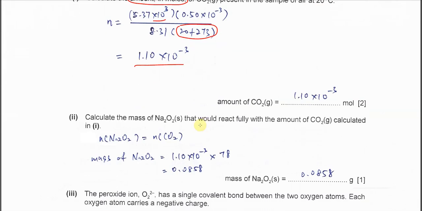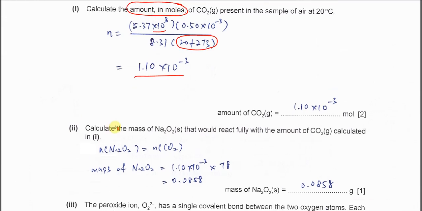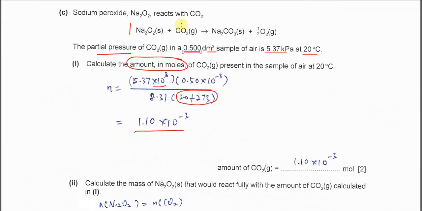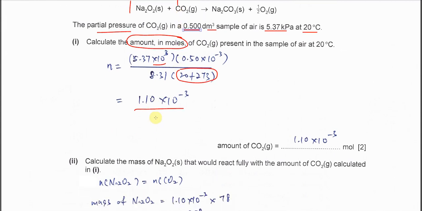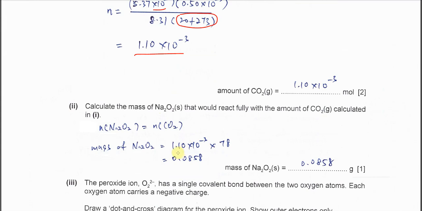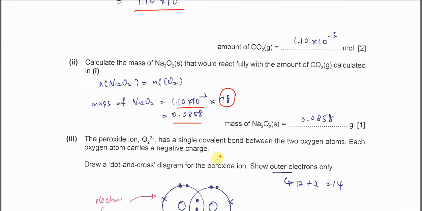Calculate the mass of Na2O2 that will react fully with the CO2 which you calculated in part 1. Very easy, we know that this is a 1:1 mole ratio. The moles of CO2 must be the same as the moles of sodium peroxide. Therefore use the moles calculated in part 1 times the molar mass of Na2O2, which is 78. So you get 0.0858 gram.